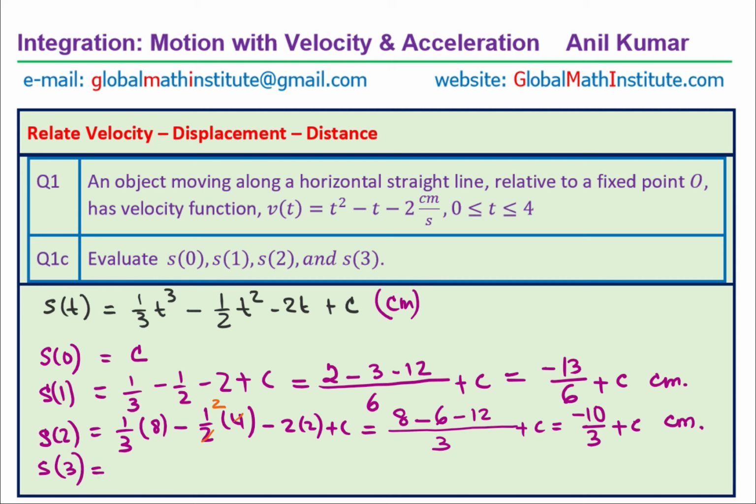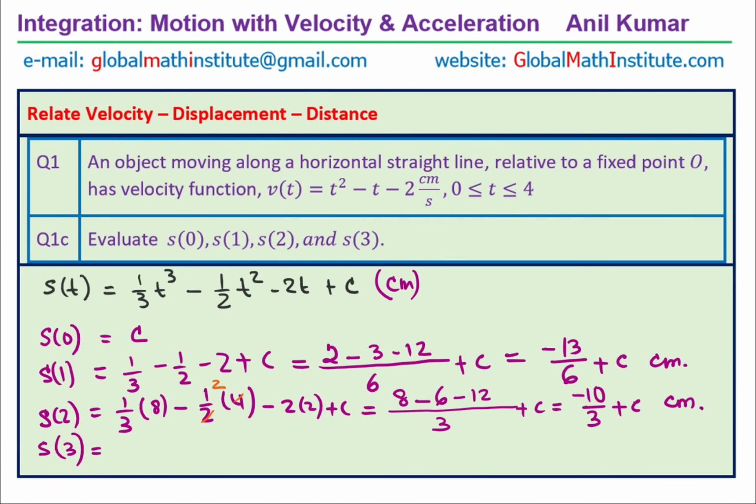Now let's calculate for 3. So 1 over 3, 3 cubed is 27, minus half, 3 square is 9, and minus 2 times 3 plus c, which is 9 minus 9 by 2 minus 6.